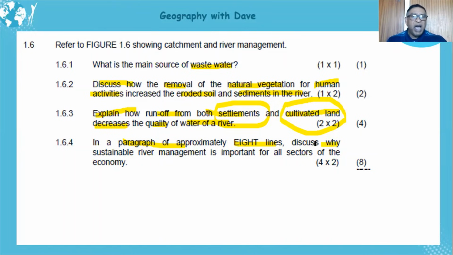Discuss why sustainable river management is important for all sectors of the economy. For all sectors, primary, secondary, etc. Why is sustainable river management important? It goes over a long period of time. You don't just use it now, it maintains it for the future. You understand? Why is it important? Now, again, I know I'm emphasizing it in all my videos on revision.